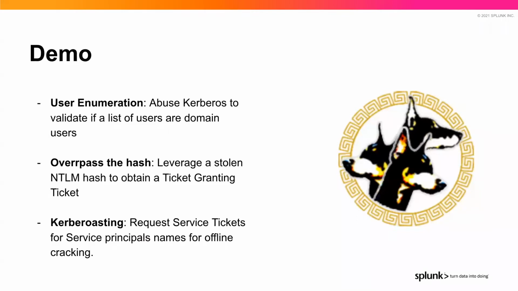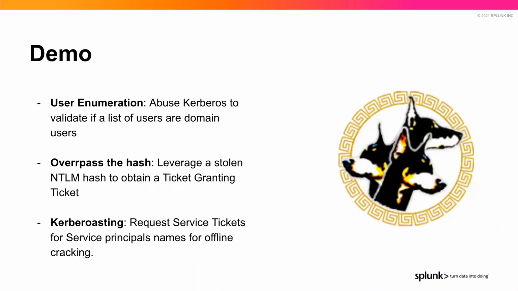In the second demo, we're going to be using the overpass-the-hash technique, which I see a typo here, but the overpass-the-hash technique allows an attacker to leverage a stolen NTLM hash to then obtain a TGT, a ticket granting ticket, basically impersonating a user using its NTLM hash, and then consume services as this user. So we steal the hash for an administrative user, we get a TGT, and then we can start consuming Kerberos services impersonating this user. And the last attack is Kerberoasting.